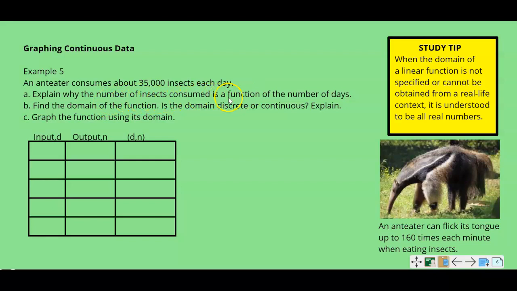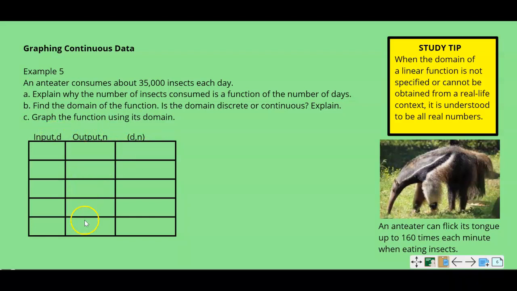Okay, so explain why the insects consumed is a function of the number of days. All right, so d represents the number of days. So 0 days, 1 day, 2 days, 3 days, 4 days. That would be your input values. All right, what is your output? Well, it says the anteater consumes about 35,000 insects each day. So at the end of day 1, it would be 35,000. At the end of day 2, it would be 70,000, and so on. All right, and then d and n, this is your input and your output. So that makes up your ordered pairs.